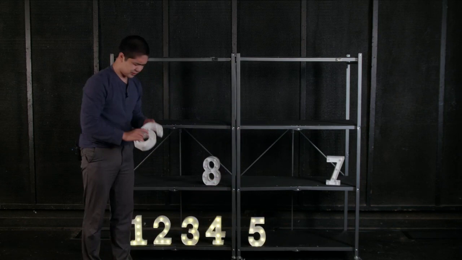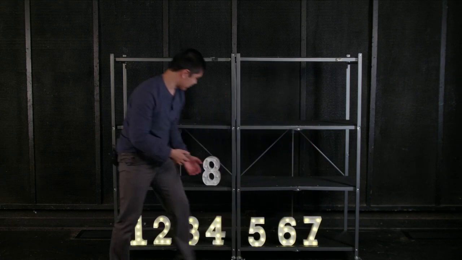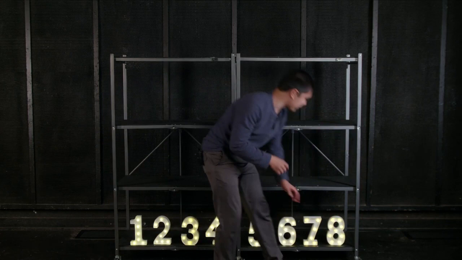That goes next. And now I'm left with two numbers, the 8 and the 7. The 7 is the smaller of the two. So that one goes next. And at this point, I only have one number left, which is the 8. And so that one's going to go into its sorted position at the end of the array.